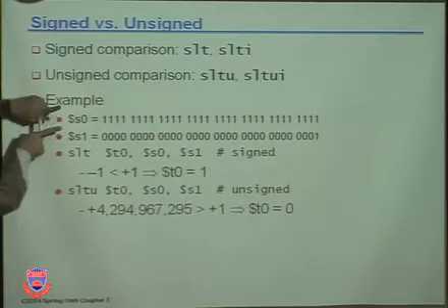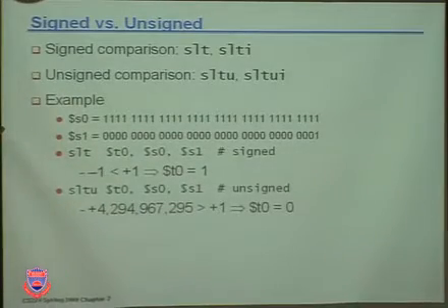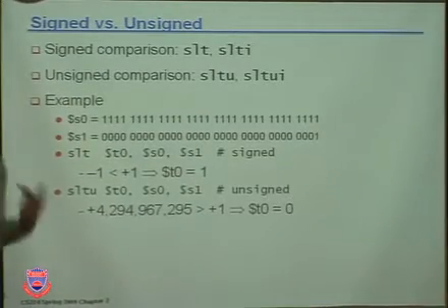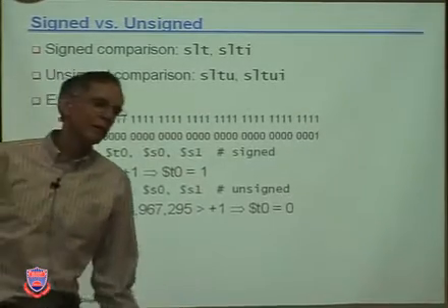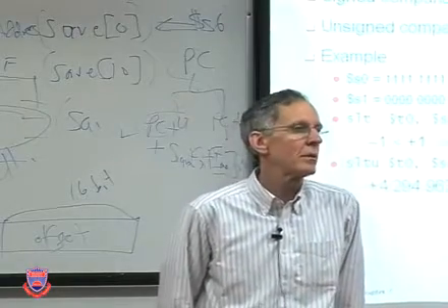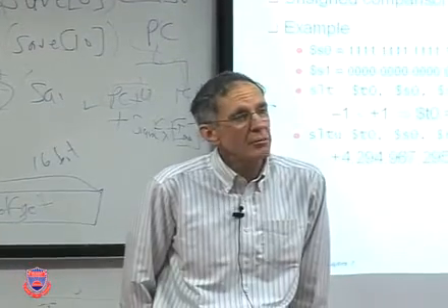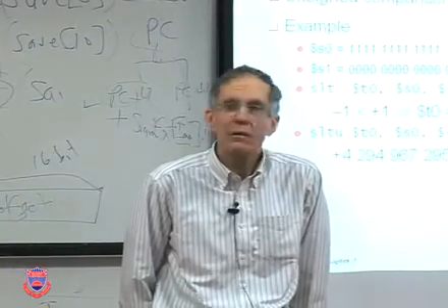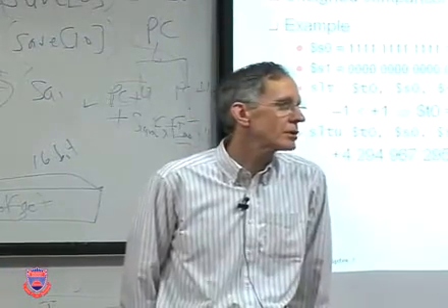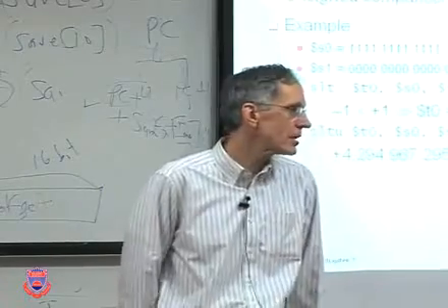Let's have a look here. Here's a value. Can everybody look at that and see that it's all ones? If S0 is a signed number, what's the meaning of that? Negative 1. If S0 is an unsigned number, what's the meaning of that? 2 to the 32nd power minus 1. It's either a very, very, very large positive integer, or it's negative 1. Depends upon if you interpret it as a signed or an unsigned number.